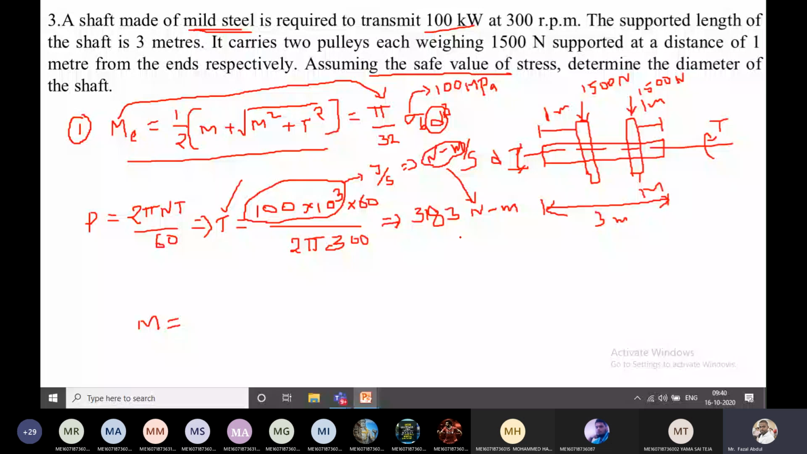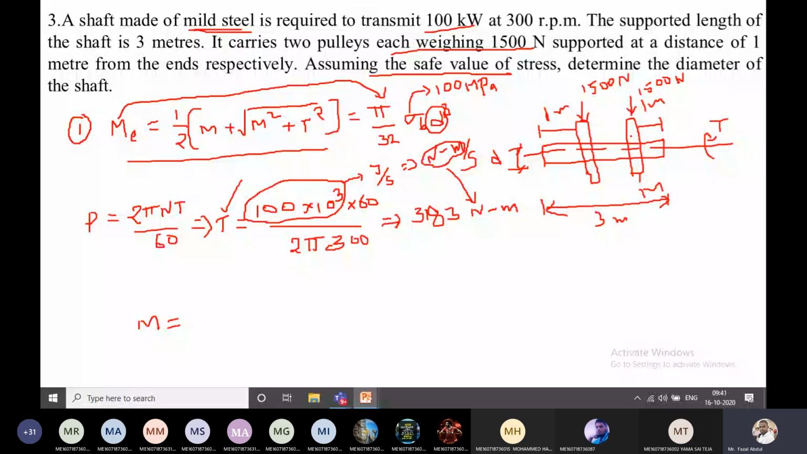Now see here, maximum bending moment is load into perpendicular distance. So how much is the total load here? Total load on the shaft is 3000 Newtons, because the first pulley has 1500 Newtons and the second pulley has 1500 Newtons. The question says it is carrying two pulleys, each of weight 1500, total 3000. Now what are the reactions at the supports here?